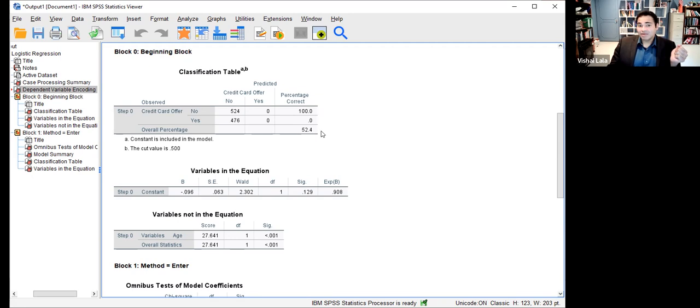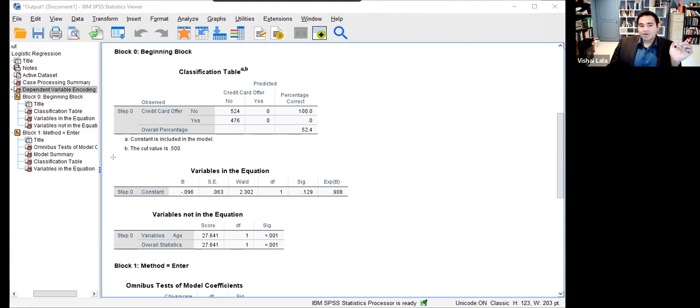In our data set, we have 1,000 data points. We can look at our data and see, if you went with that majority class prediction saying nobody will sign up for a credit card, well, in our data set, it turns out 52.4% of people did not accept the credit card offer. So based on that, we would be correct 52.4% of the time. Okay. All right. So that's our baseline value.